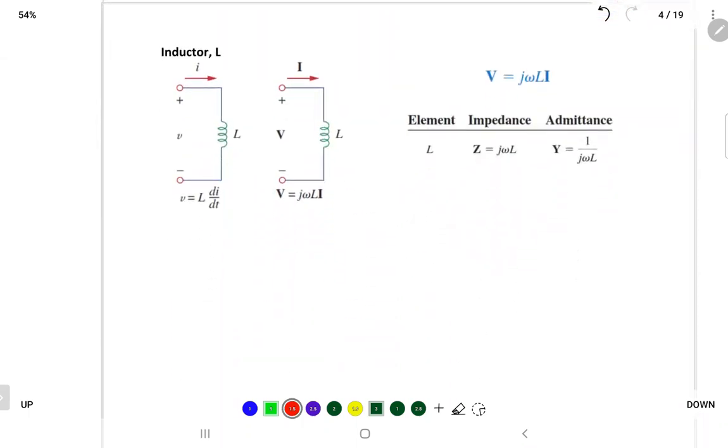Let's go now to the second one. Here, impedance is very valuable. For the inductor L, the impedance of L will be j omega L. Let me introduce another concept called X. X is called reactance.